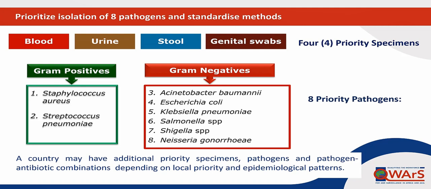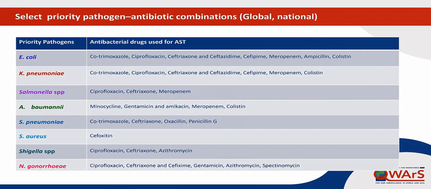The pathogen antibiotic combinations shown on this slide have been prioritized by WHO to monitor specific types of resistance at the global level. In addition to these pathogen antibiotic combinations, country-specific national pathogen antibiotic combinations may be defined by the NCC. The National Reference Laboratory has to ensure that methods for isolation and AST have been standardized across the laboratory network before entering data into the AMR surveillance database.